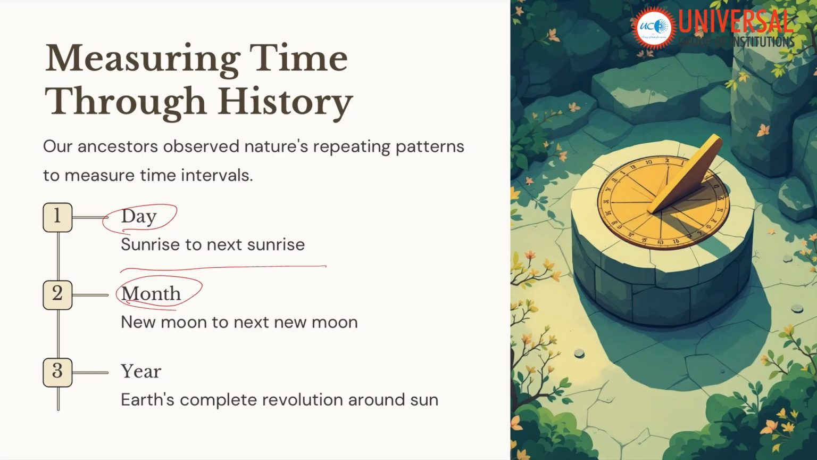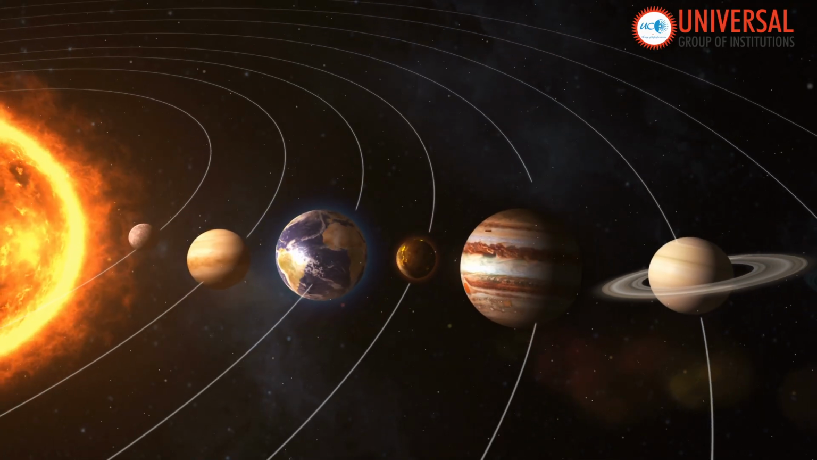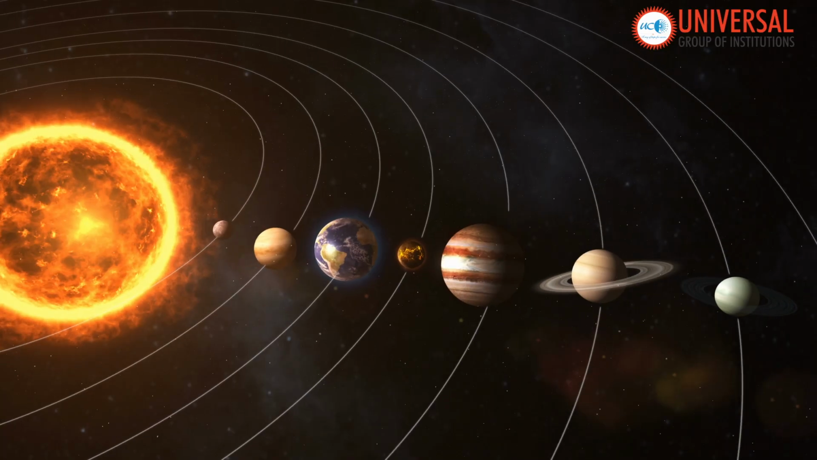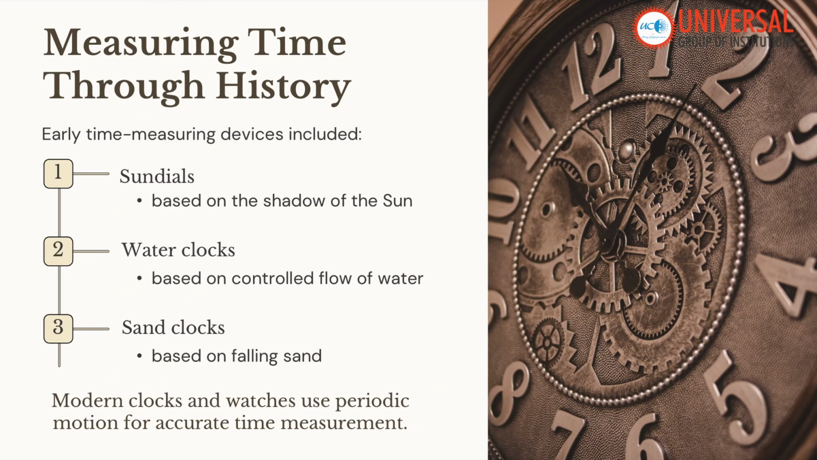And if we look at the year, one year was the time taken by the earth to complete one revolution around the sun. That means earth's complete revolution around the sun. And later, the early time measuring devices also included sundials, where based on the shadow during the movement of the sun, we used to measure the time.